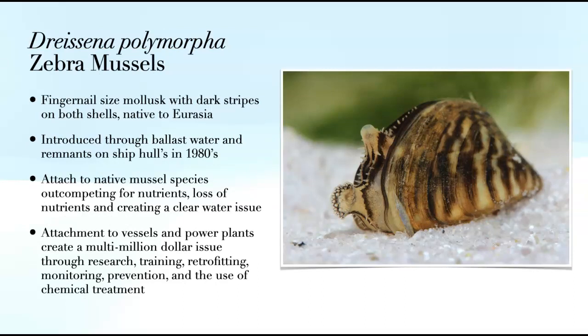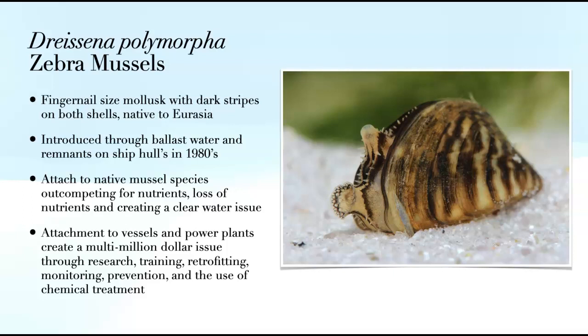Next is the zebra mussels. They are a fingernail-sized mollusk with dark stripes on both shells. They are originally native to Eurasia. They were also introduced through ballast water, as well as individuals on the ship hulls in the 1980s. They attach themselves to native mussel species, and they are able to outcompete for nutrients.